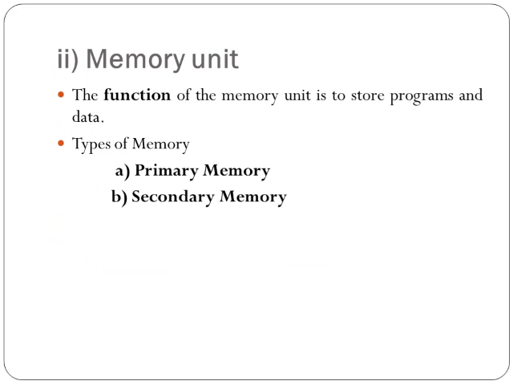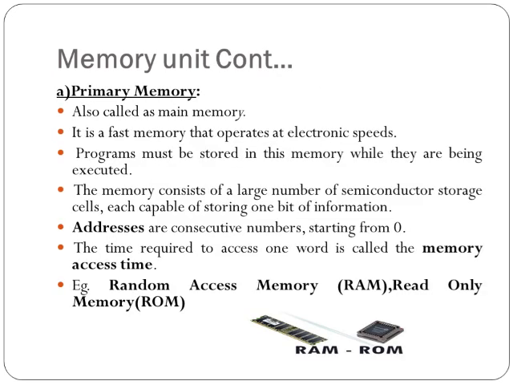The next unit is memory unit. The function of the memory unit is to store programs and data. There are 2 types of memory, primary memory and secondary memory. First one is the primary memory. It is also known as main memory. It is a fast memory that operates at electronic speed. Primary memories are volatile memory. Volatile memory means when a power is off, the contents of main memory will be lost. The program execution always begins from main memory.